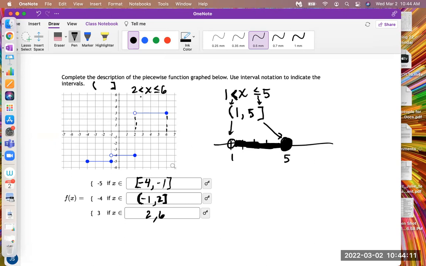And so the strict inequality is the parenthesis, and the or equal to, they call it a weak inequality, is the square bracket. So that's what we want there.